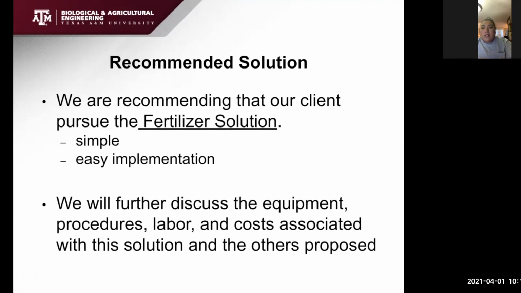So after reviewing our client's current use for the grape pomace, we recommended that out of our three solutions, he proceed with the fertilizer solution. This is because it's a simple and easy implementation for our client. We will later on in the presentation discuss the equipment, procedures, labor, and costs associated with the solution and compare it to the others that were proposed.